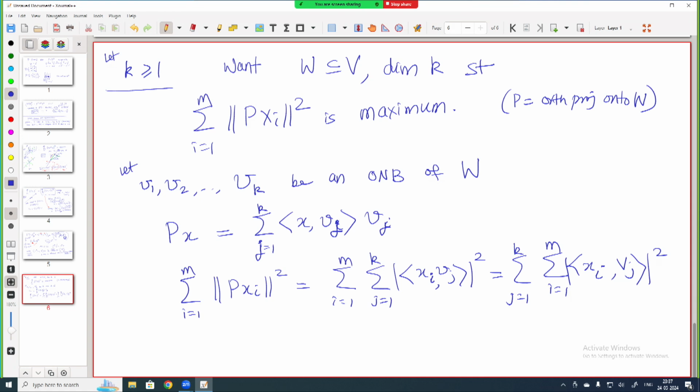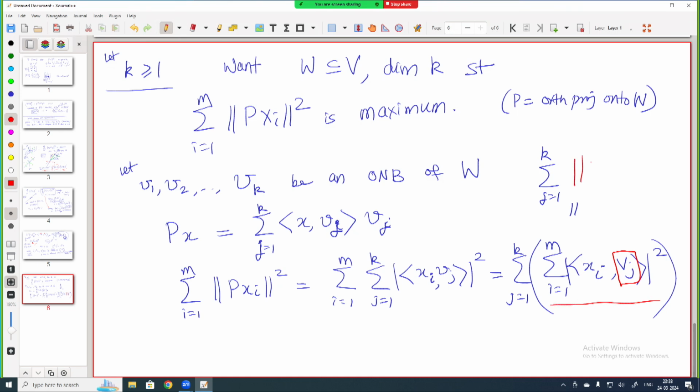Is it okay so far? I am not doing anything too complicated, but just a lot of writing. I have just added up all the sum of the squares, but now I am fixing a j and adding up over the i's. So, that inner sum, what does that mean in terms of my operator T? To define T, I had to fix my second component as some vector, here I am fixing it as Vj, and first I take its inner product with all the xi's.